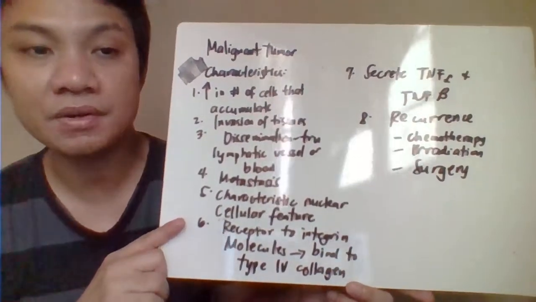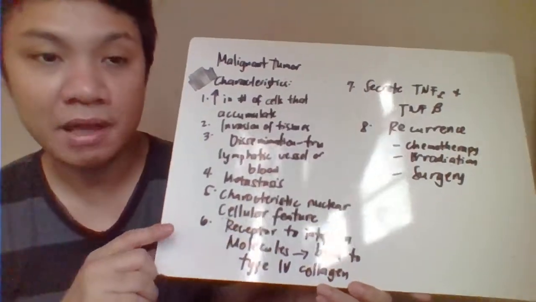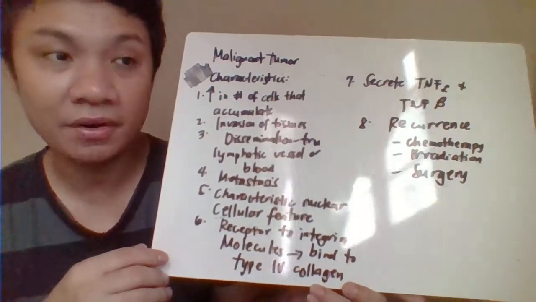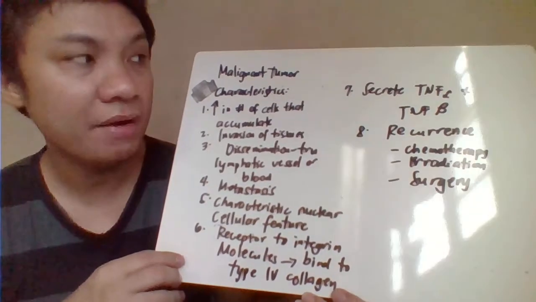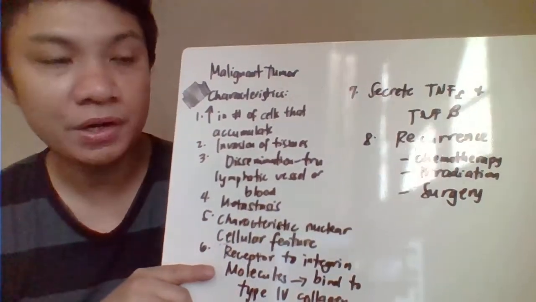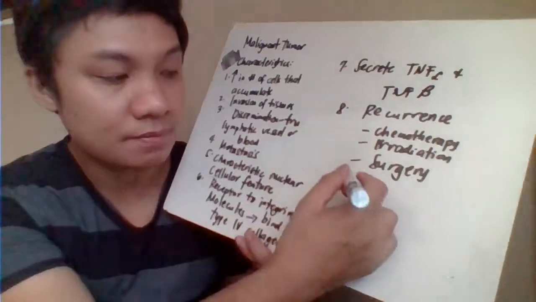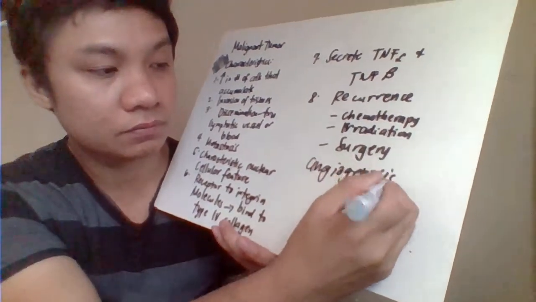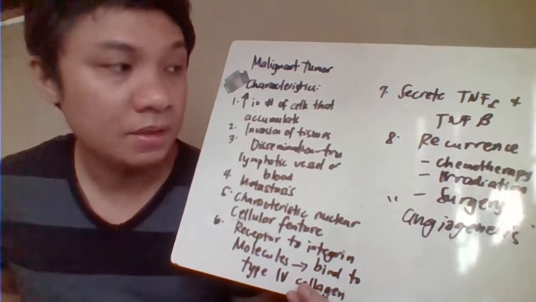Integrin molecules here serve as the binding site that allows your malignant cells to adhere to your type 4 collagen, which try to destroy your extracellular matrix of your collagen. The seventh one we have here tries to secrete your tumor necrosis factor alpha and tumor necrosis factor beta, which try to promote your angiogenesis or your new blood cell production.